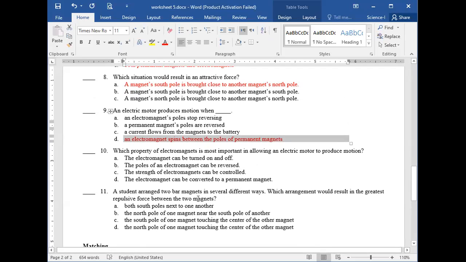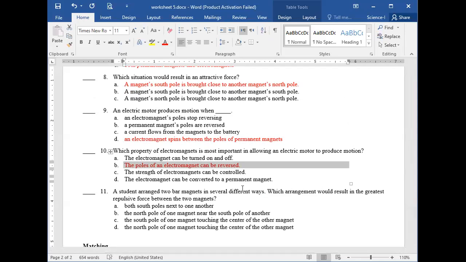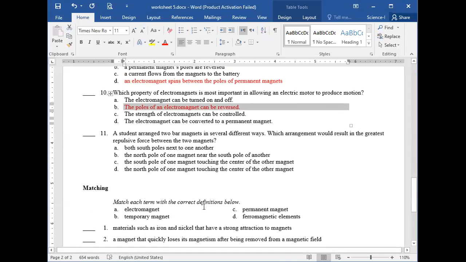Okay, what is necessary or a must? Yes, Yusuf? The poles of an electromagnet can be reversed. Of course, that's it, I could switch the poles of the swinging electromagnet, so it keeps repelling with the fixed poles of the permanent magnet. That's the main property of an electromagnet. So here, question 11. A student arranged two magnets in several different ways. Which arrangement would result in the greatest repulsive force, or repulsion, between the two magnets?